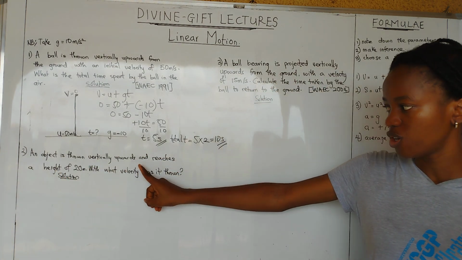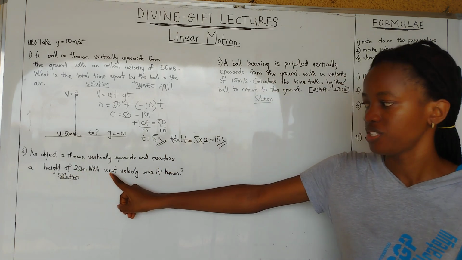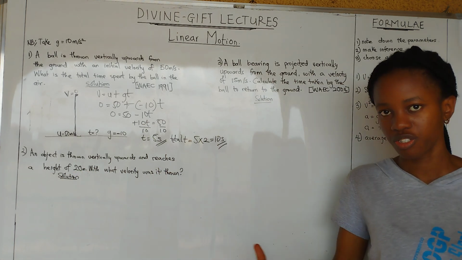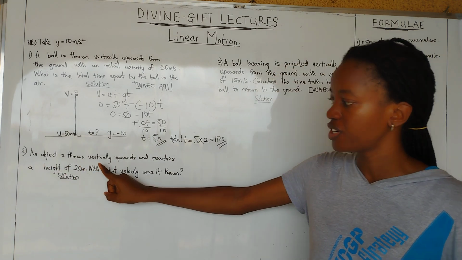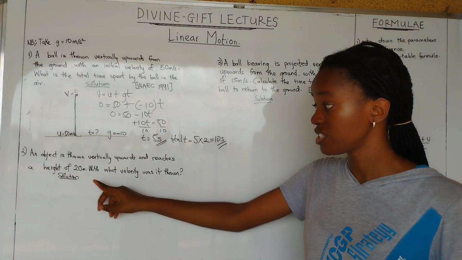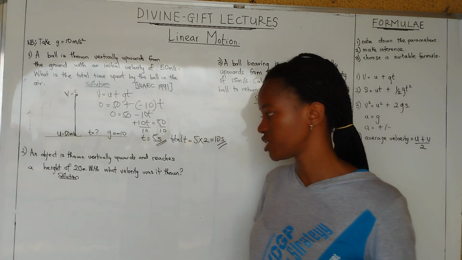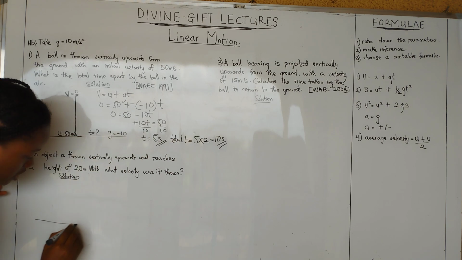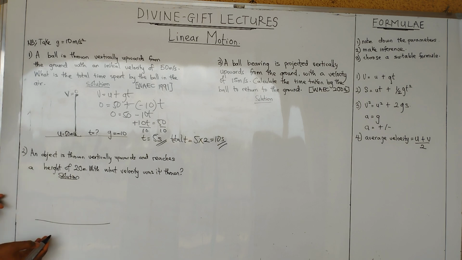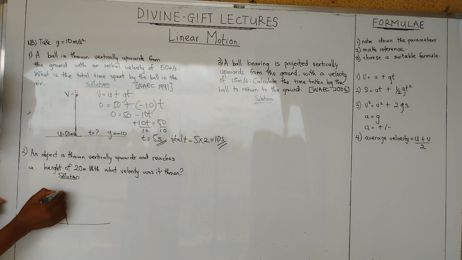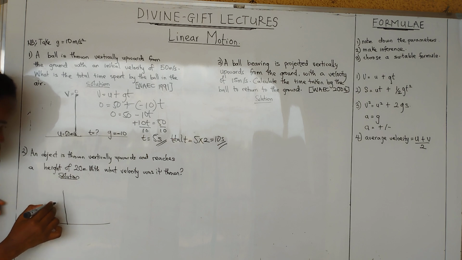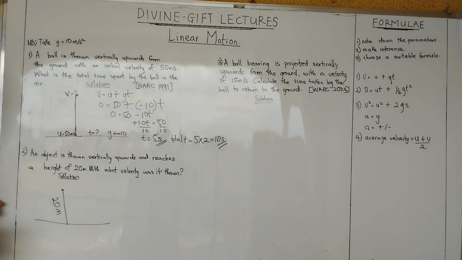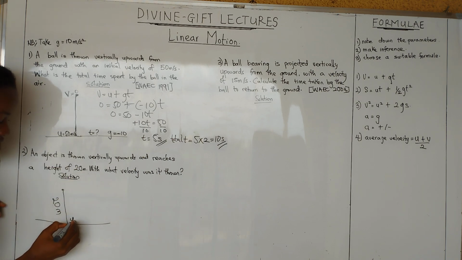An object is thrown vertically upwards and reaches a height of 20 meters. With what velocity was it thrown? So now, just as we did before, we are going to analyze. Assuming this is the level from which it was thrown, it reached a height of 20 meters. So this is a 20 meter height. So we are asked to find u.